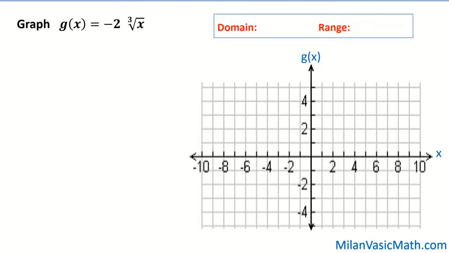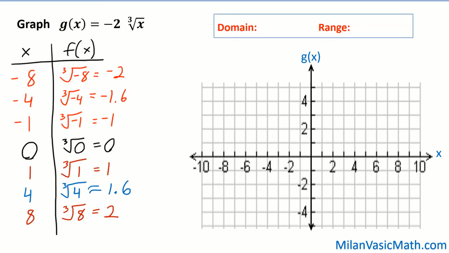Let's use what we just did and graph g of x equals negative 2 times the cube root of x. So here's the work we just did, and we can use it to get the rest of the values. Just like before, the domain is all real numbers because we're taking the cube root, and the range, we're still going to get negative numbers, 0, and positive.